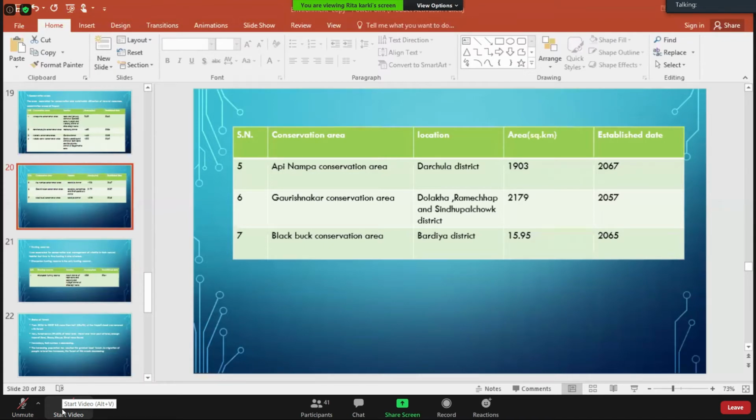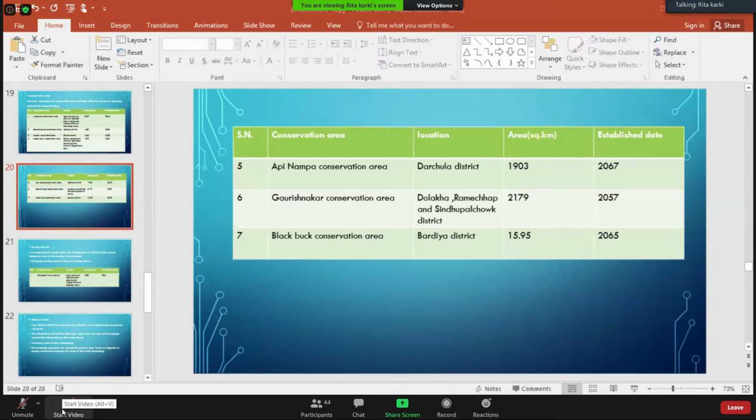So when was the Makalu-Barun conservation area established? Can you tell me? Ma'am, 2049 BS. Makalu-Barun conservation area was established in 2049 Vikram Sambat. And where is it located?